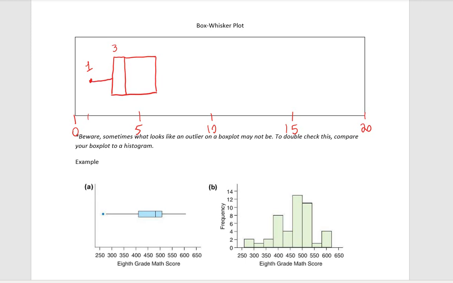And then remember, our last whisker is going to go up to the highest non-outlier. So that's going to go up to 10. So we're going to have 4 and 6, and those are Q1, Q2, and Q3. And finally, we need to put stars on where those potential outliers were, which were at 15 and 20.